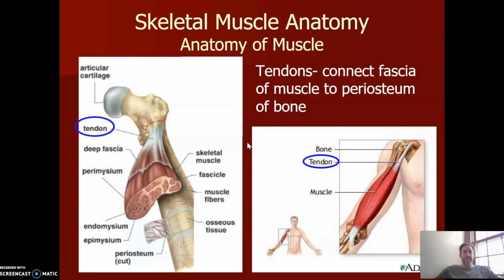And then finally, tendons are another type of connective tissue, and the tendons will connect the fascia of the muscle to the periosteum of the bone. You may recall we learned about bones. The periosteum is that layer of connective tissue around the outside. And so the tendon sort of merges into and becomes that.